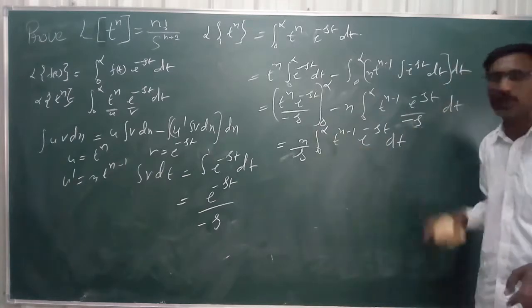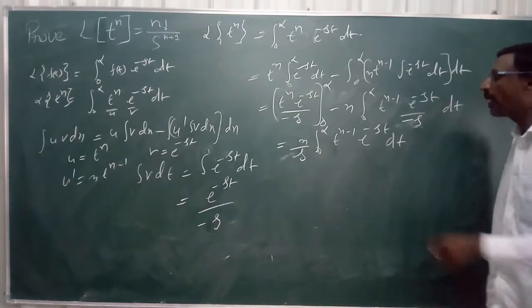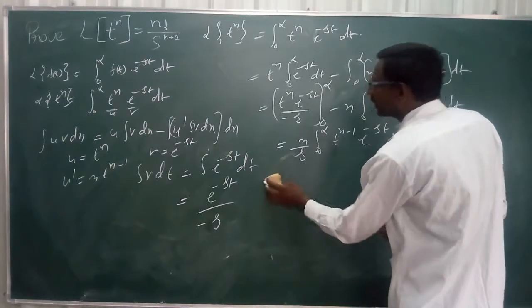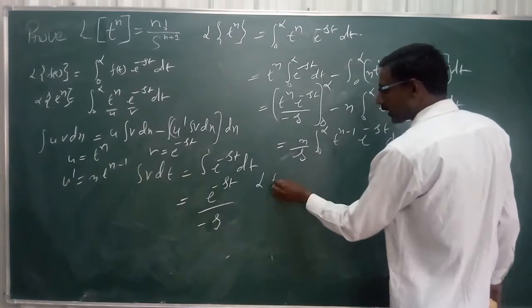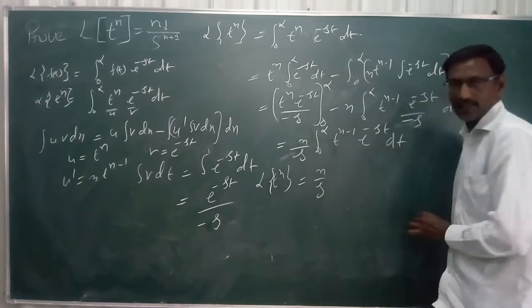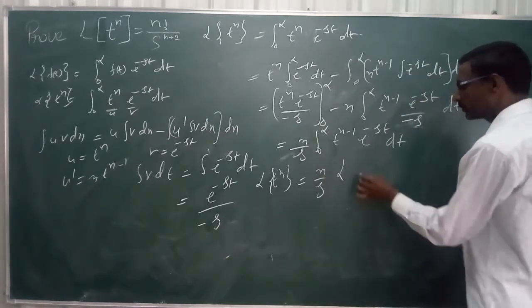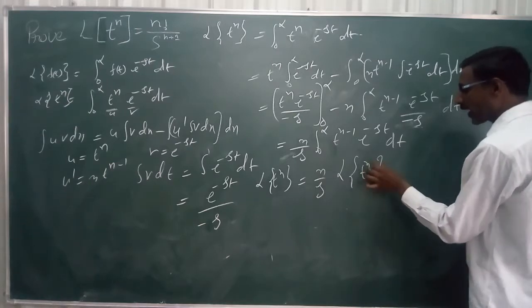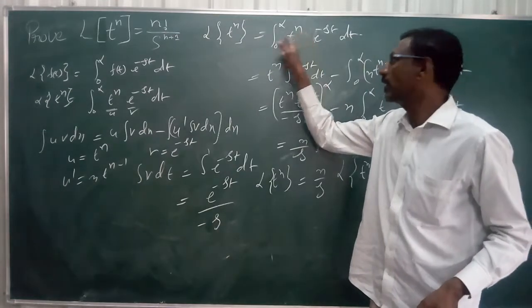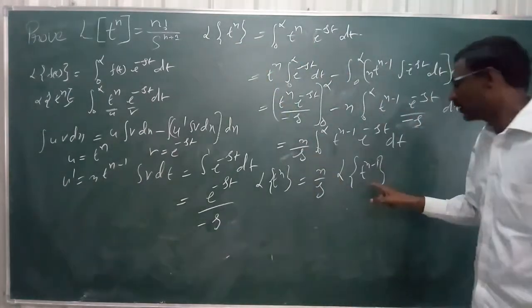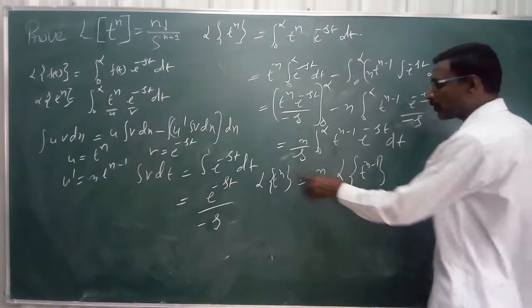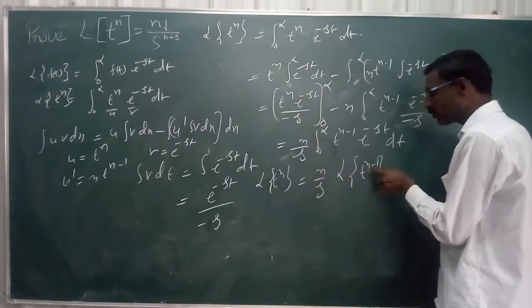Again, it is in the form of a Laplace transformation. By the Laplace transform, we get L of t power n is equal to n by s into L of t power n minus 1. If you take n minus 1 here, it comes as t power n minus 1. This is the Laplace transform. Is it clear or not? So if you have n here, we get n here.